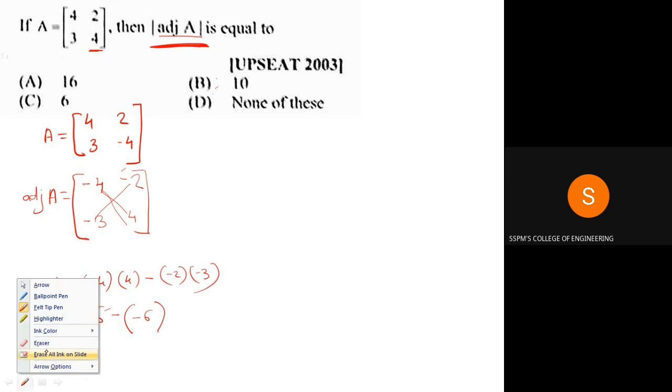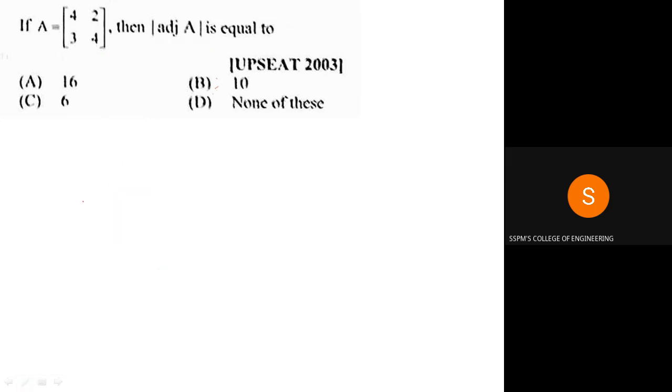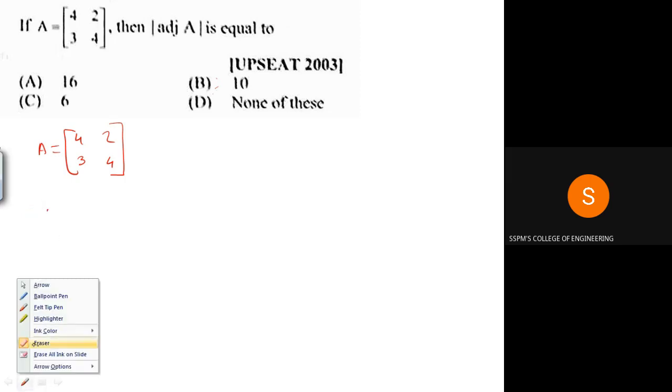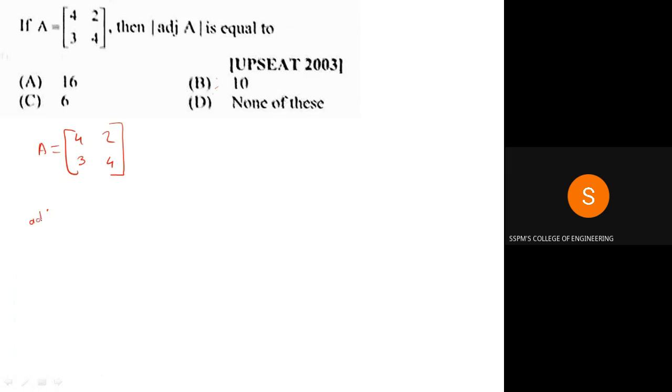Okay. One more. So we are given A is equal to 4, 2, 3 and 4. This is the matrix that we are given. Now we will first find the adjoint of this matrix. What is the adjoint of matrix A? 4 and 4 will interchange their positions. 2 becomes minus 2 and 3 becomes minus 3. This is the adjoint of this 2 cross 2 matrix.